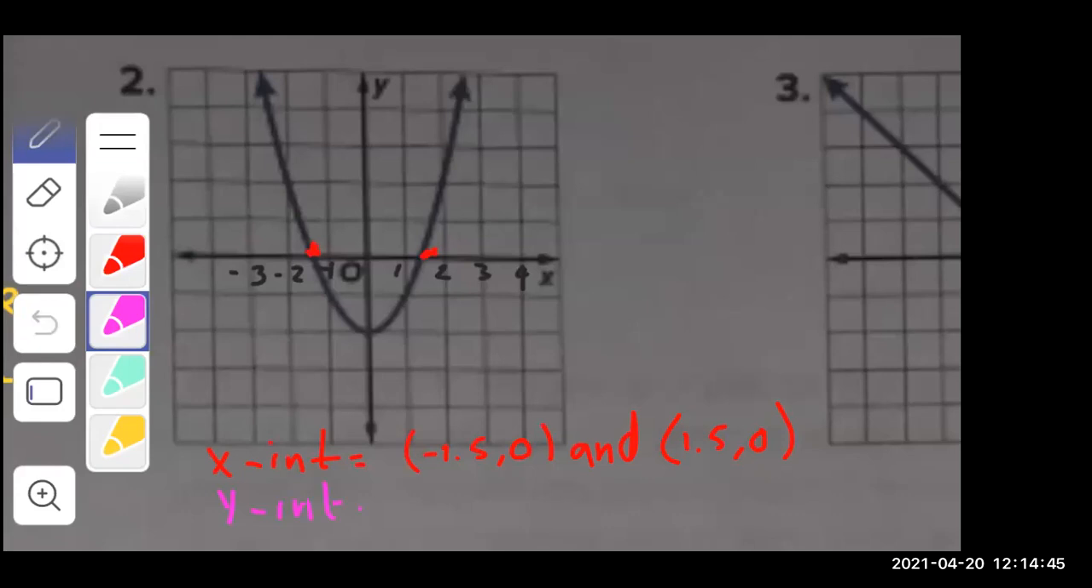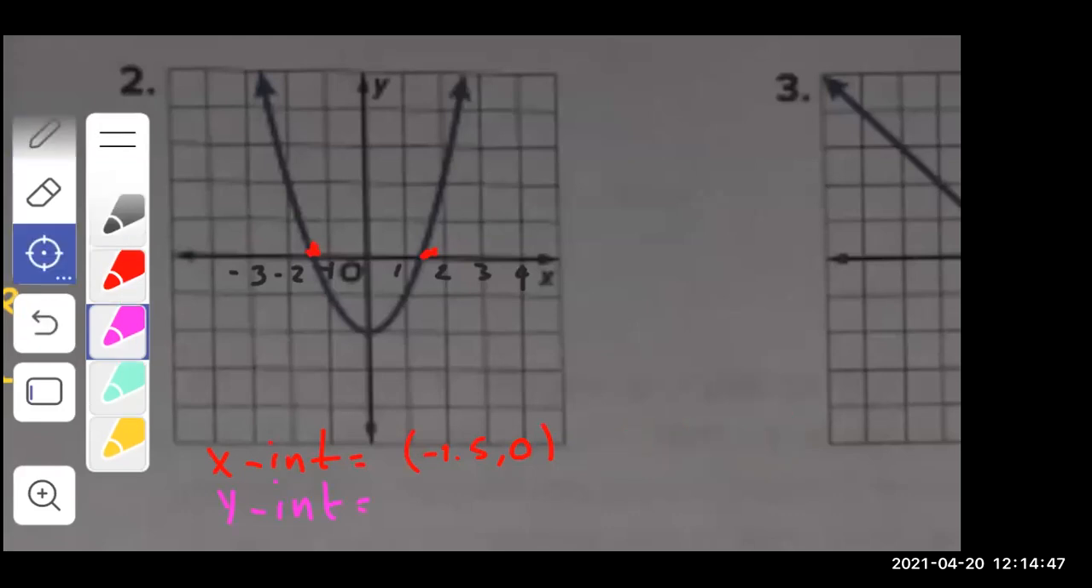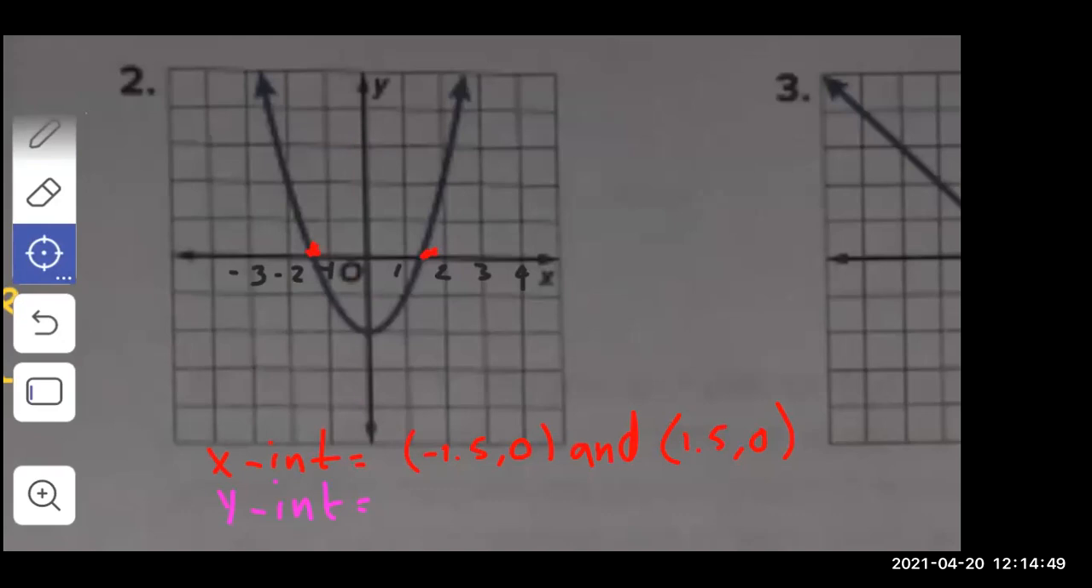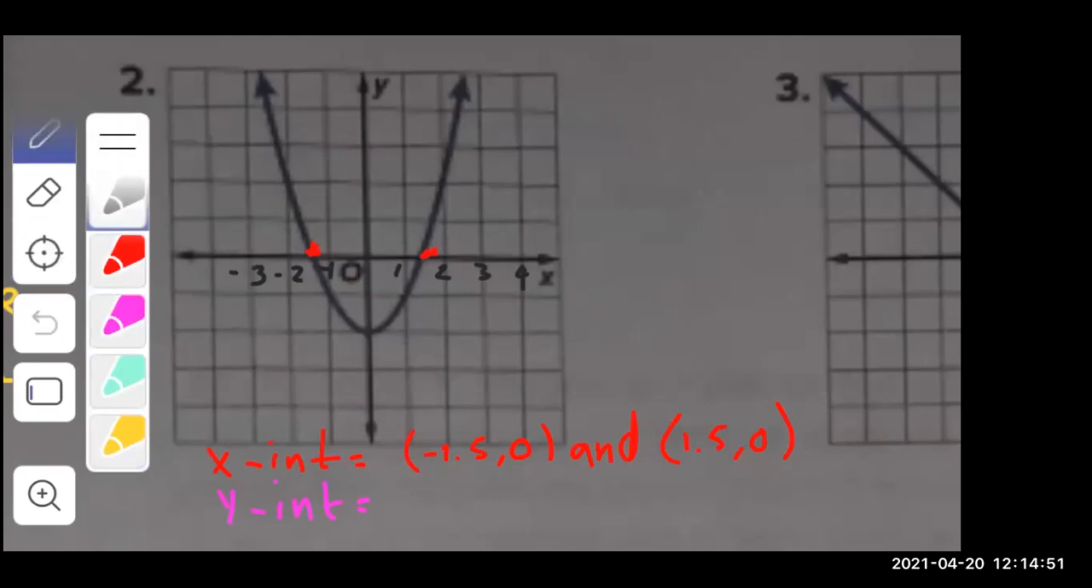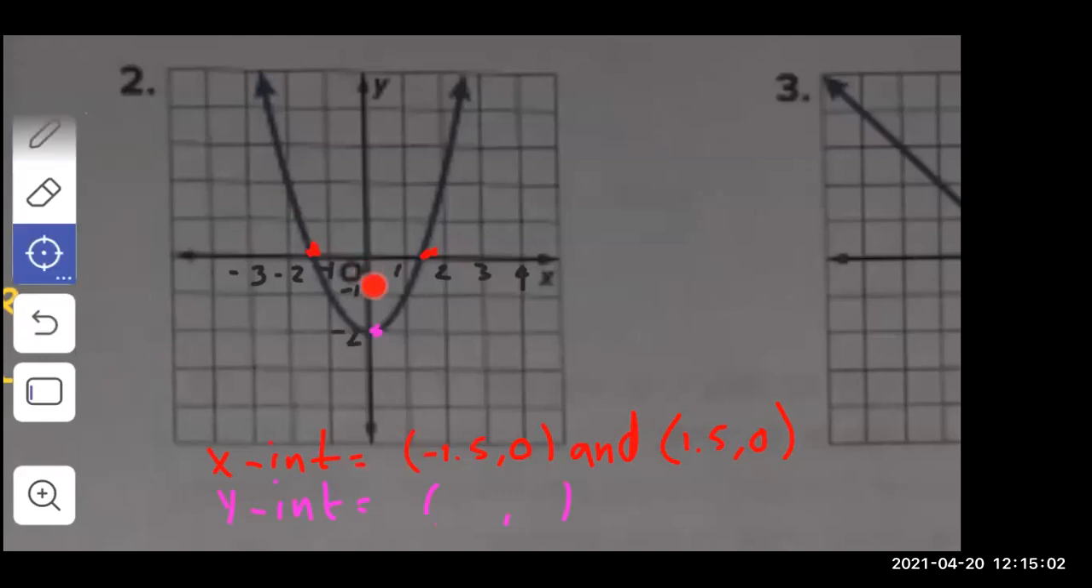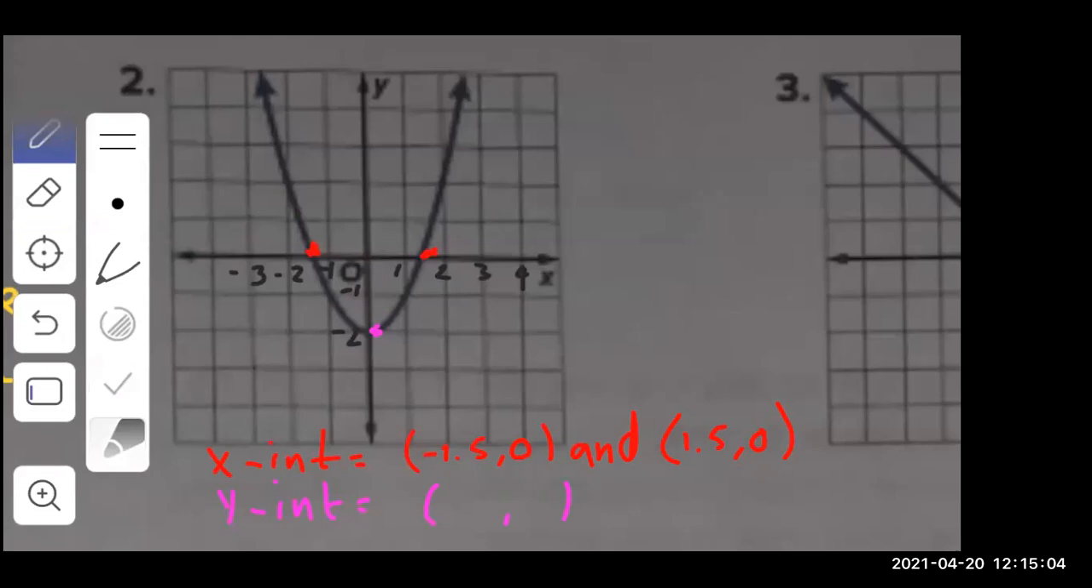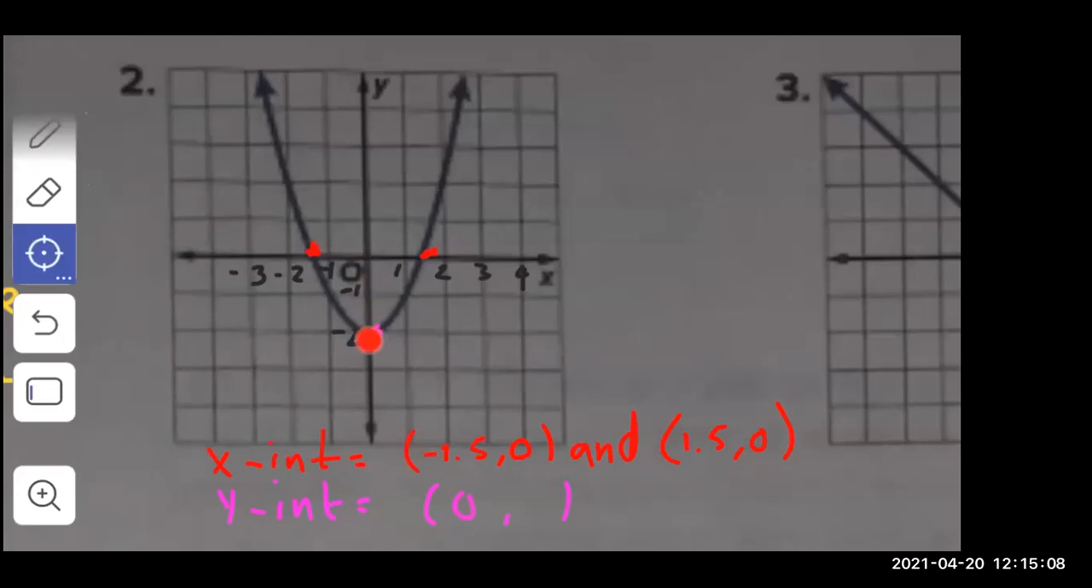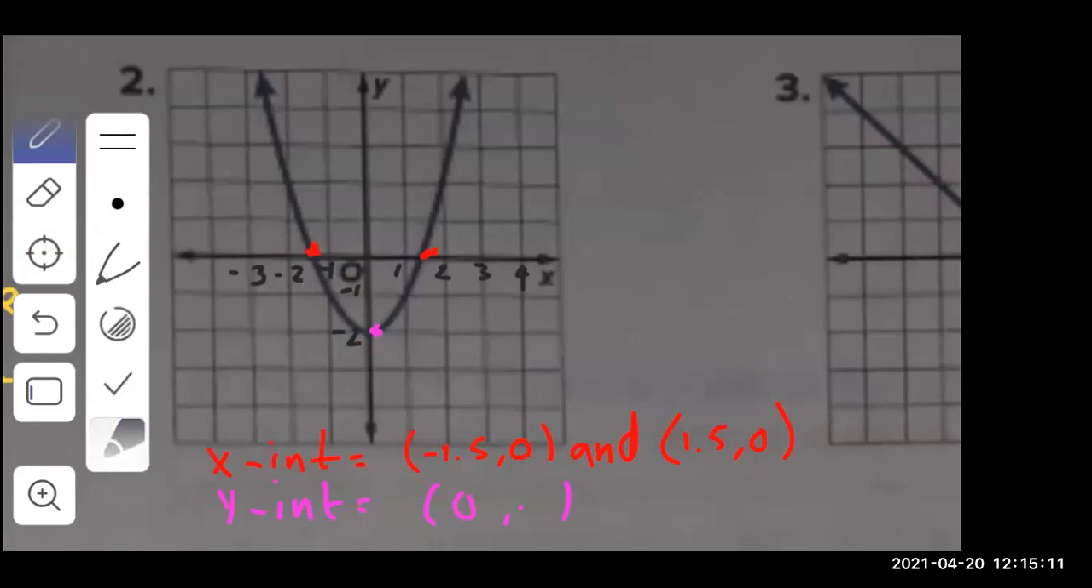Then let's go to the y-intercept. Where does this graph cross the y-axis? -2. Okay, let's say this is -1, -2. Yes, at that point, -2. What is the value for x in that point? 0, because it's not moving neither right nor left. And what is the value for y? -2. Okay, we're done with that, guys.